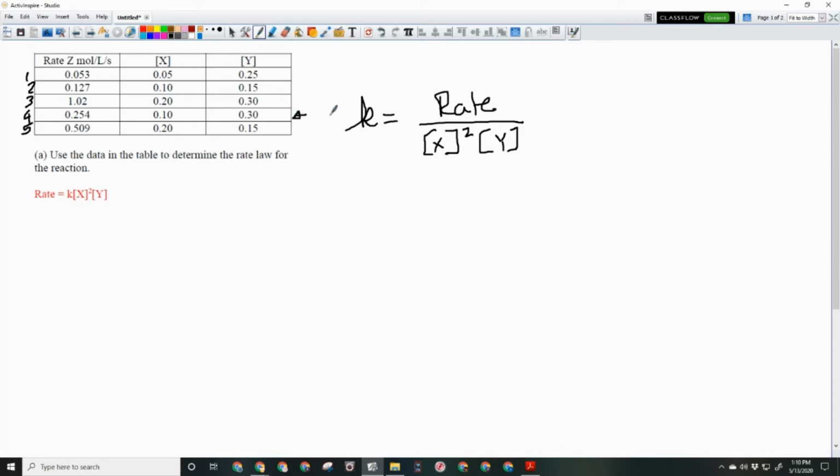All right, so let's say trial 4. We're going to take the rate, which is 0.254, from the rate column, and put it over the concentration of x, which is 0.1, squared, because that's second order, and then y was 0.3, and that's first order with respect to y. So all we have to do is solve this problem right there.